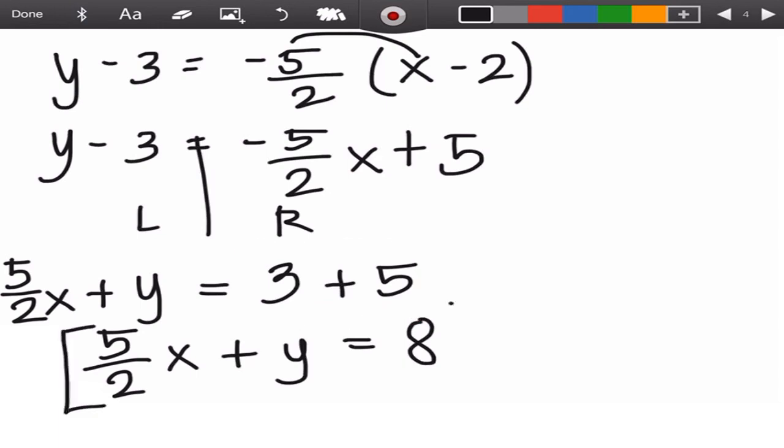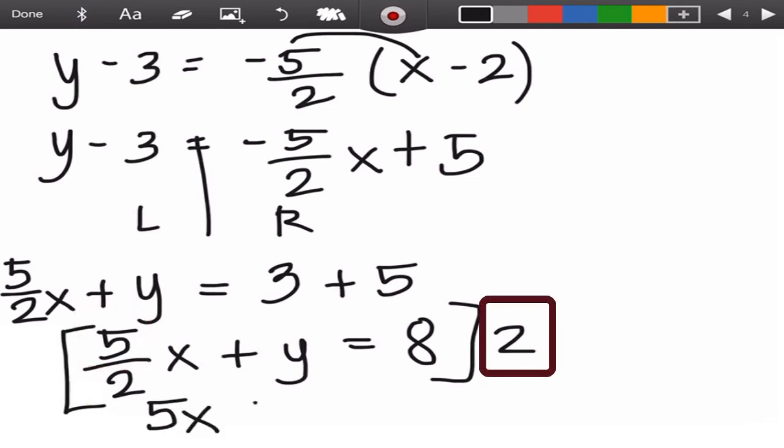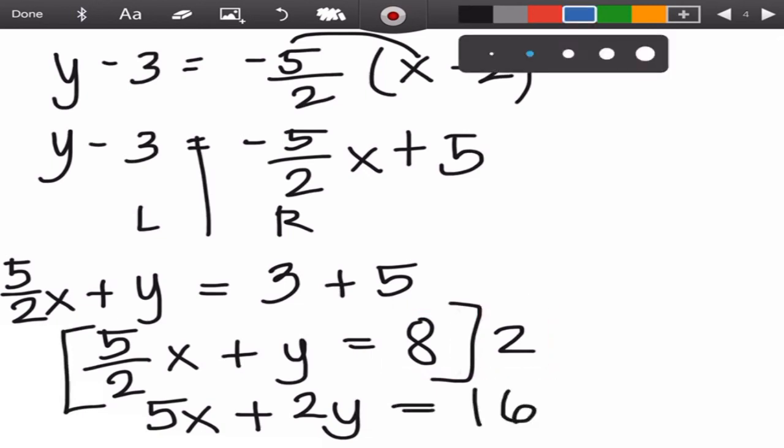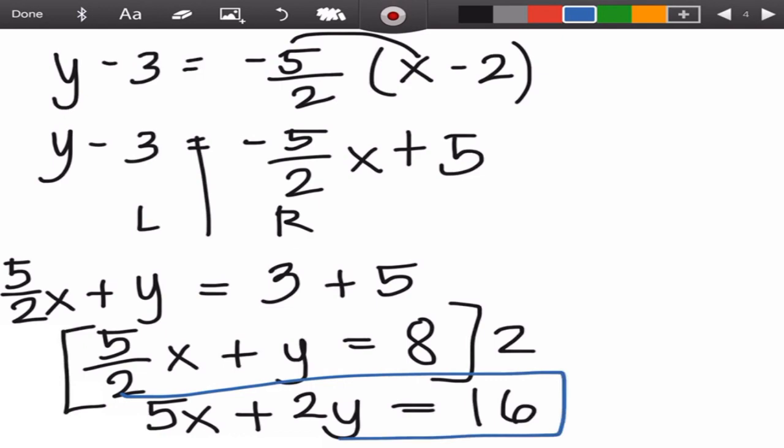And then to make the numerical coefficient of x a whole number, we will multiply the whole equation by the denominator 2. And then 2 divided by 2 is 1, times 5 is 5, and then copy x. 2 times y is 2y, equals 2 times 8, that is 16. So this is the equation of the line.